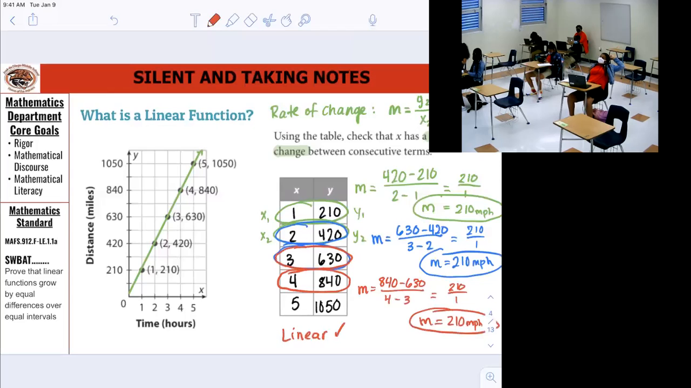Okay, so this one's definitely linear. Wait, Miss. At first I thought linear meant the number minus the previous number would equal the same if you kept going. Okay, that's what I thought it was. Yeah, which it is.